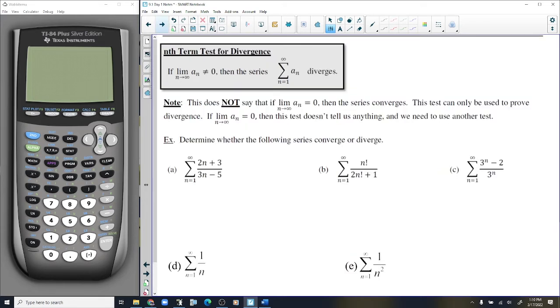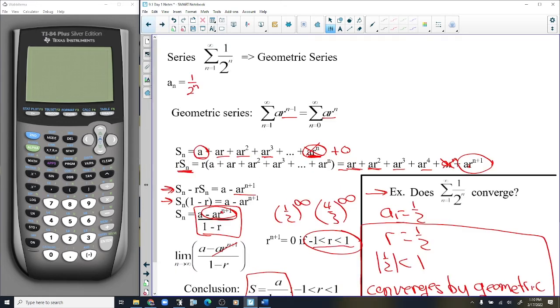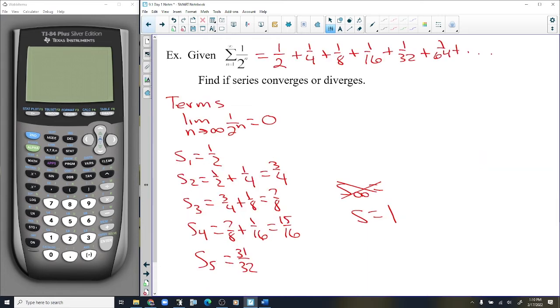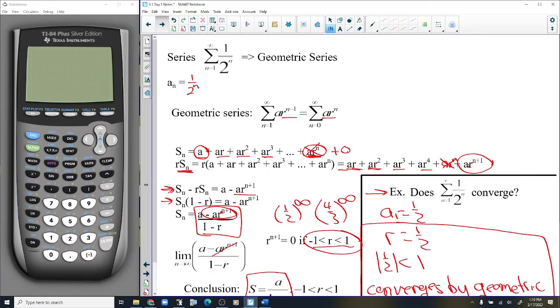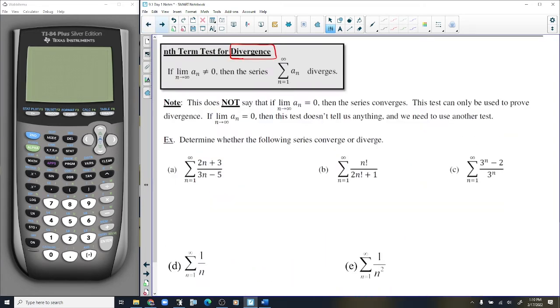The nth term test for divergence. Notice it says the nth term test for divergence, which means you can only prove divergence for this. You cannot prove convergence for it. And I'll show you why at the very end of this slide. If limit as n approaches infinity of a sub n does not equal 0, then the series diverges. What does that mean? Well, if we take this one way back here, I said the terms are headed to 0. If that doesn't happen, if the terms are not headed to 0, this series is headed to infinity. So it would have no chance of converging if the terms do not go to 0.